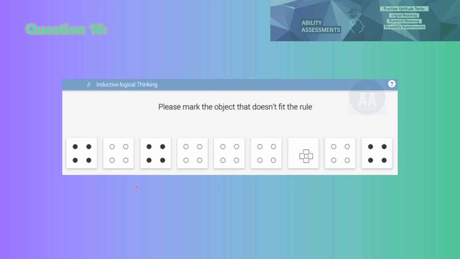Essentially the rule is that there are 4 circles in each object, and it doesn't matter what shading they are. So the shading or the color of the circles is just a distraction. The rule is that there should be 4 circles, and of course this one doesn't have that. So this is our answer.